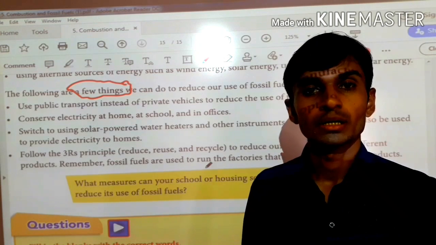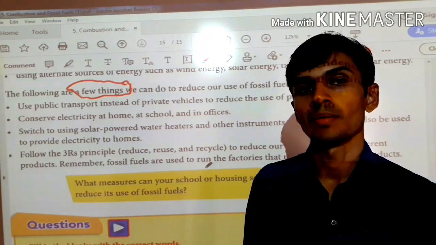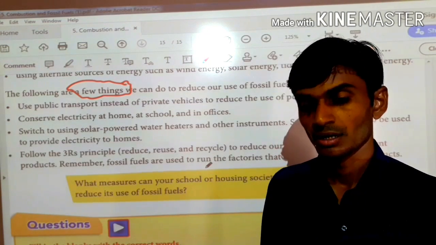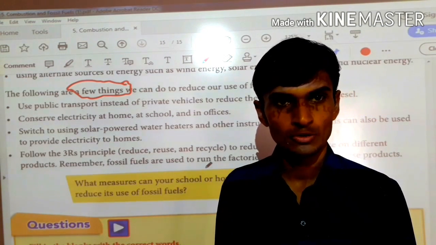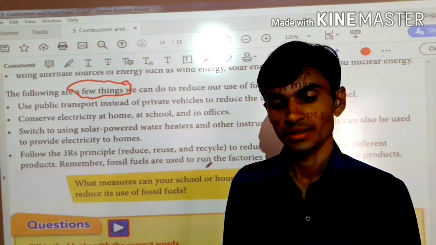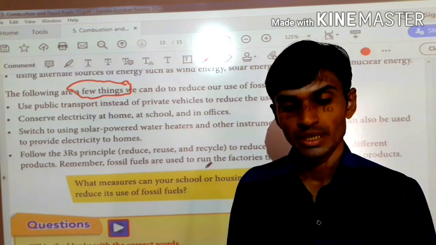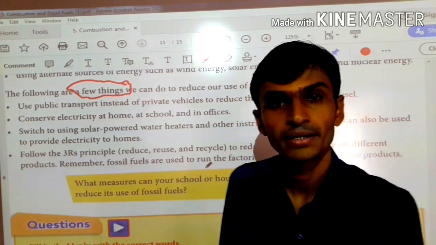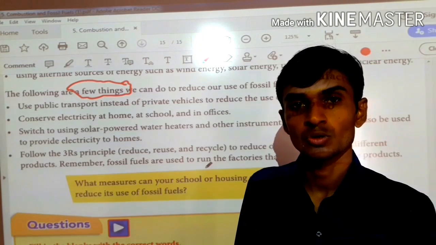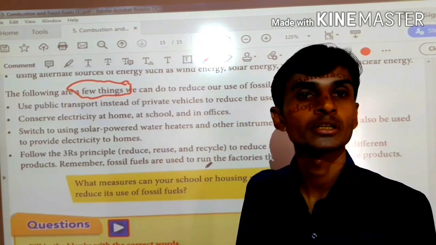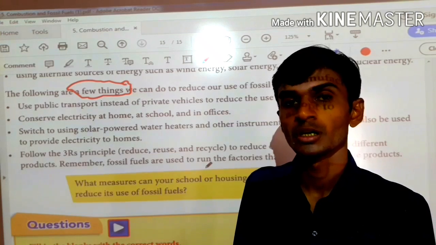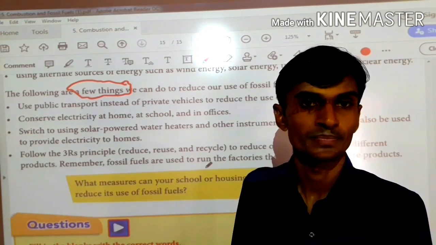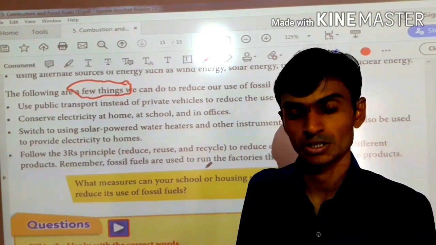Now second one, conserve electricity at home, right. Unnecessary use of electricity, please avoid it. And at school also, at college, at office also, at any places also, right? Now we have to switch, that means we have to use solar power heater and solar water heater also, and solar panels are also useful nowadays to generate electricity. Also we can use these types of renewable sources, right? That's why it reduces the usage of coal and petrol at power stations which generate electricity.